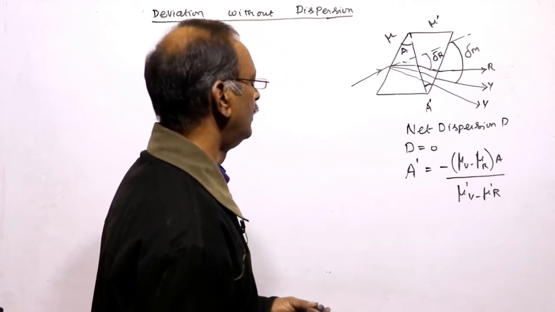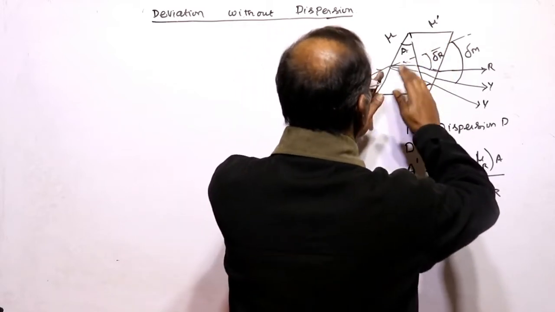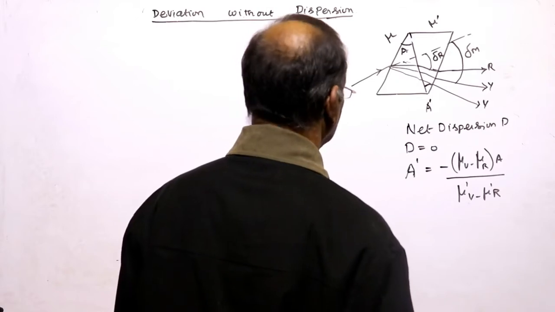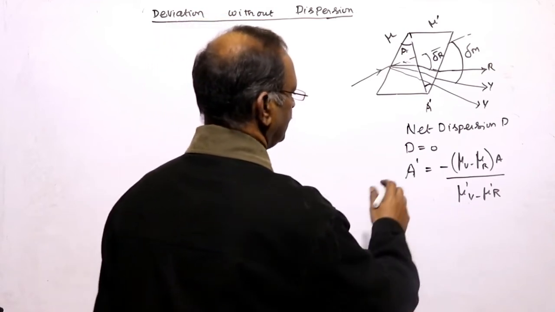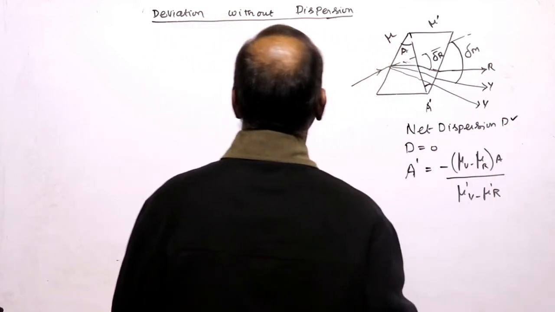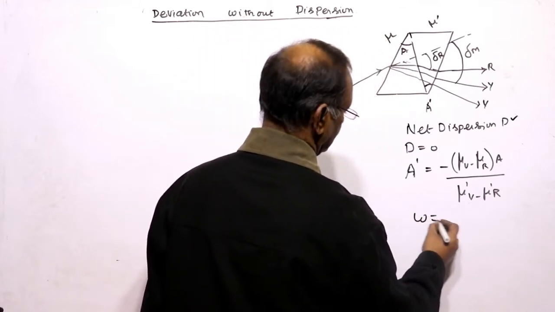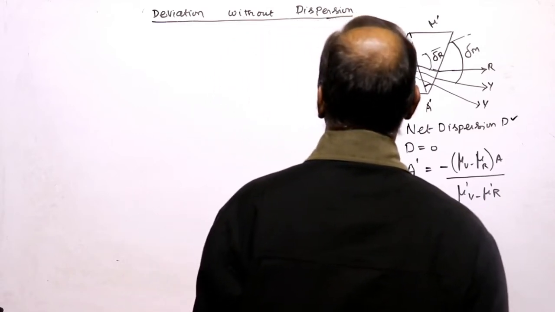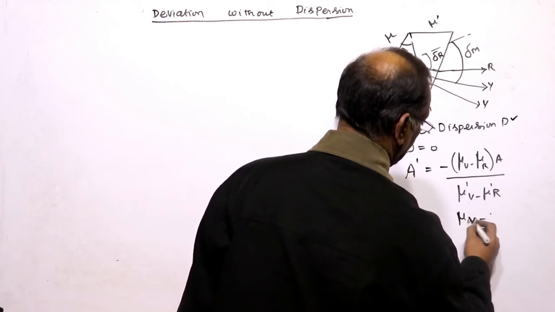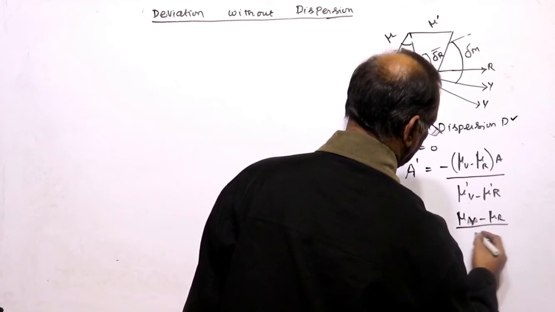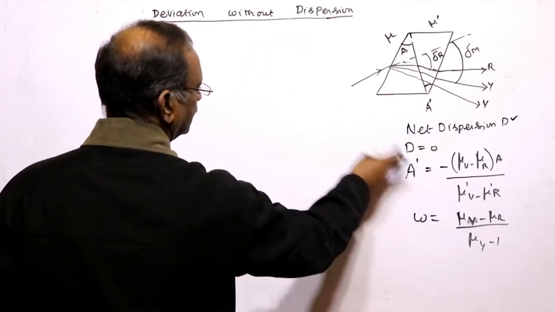This minus indicates that the two prisms must be put in a reverse way. That is, the angle of prism of the first one and the angle of prism of the second one should be oppositely placed. So net dispersion is equal to 0, we got this A dash value, and dispersive power is equal to, as already derived, omega equal to mu violet minus mu red divided by mu yellow minus 1. So now without dispersion we got this result.